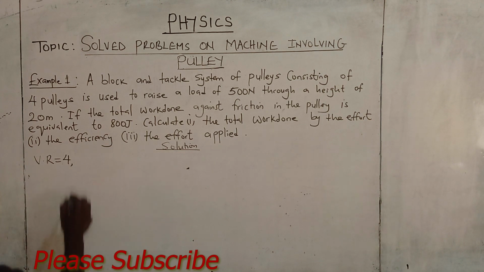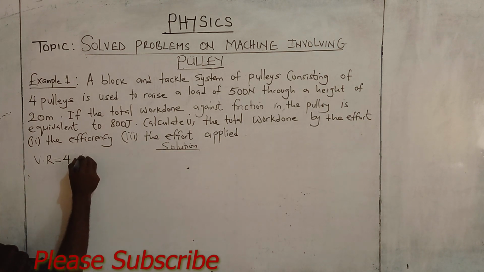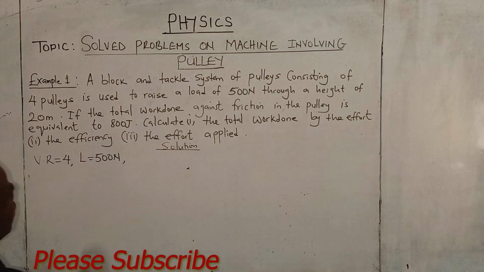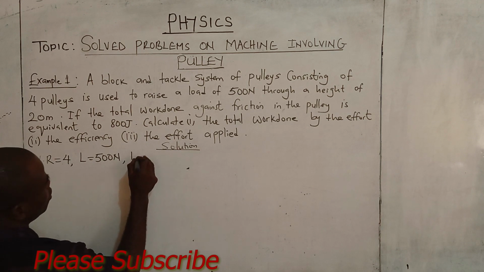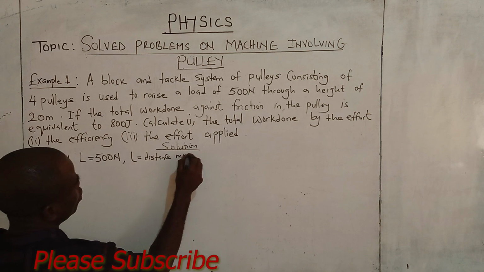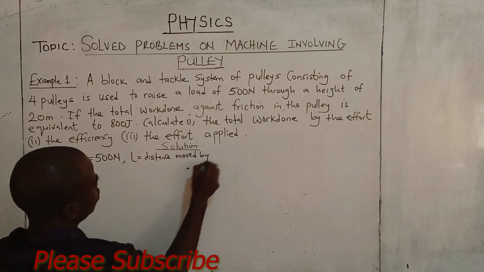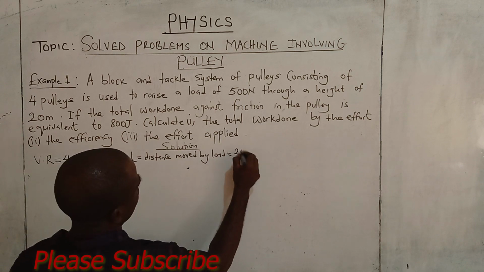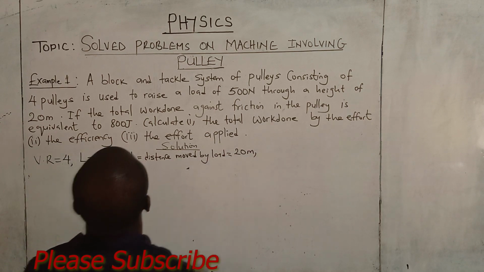Raise a load of 500 newton through a height, that's small letter l, distance moved by load, equals 20 meters.